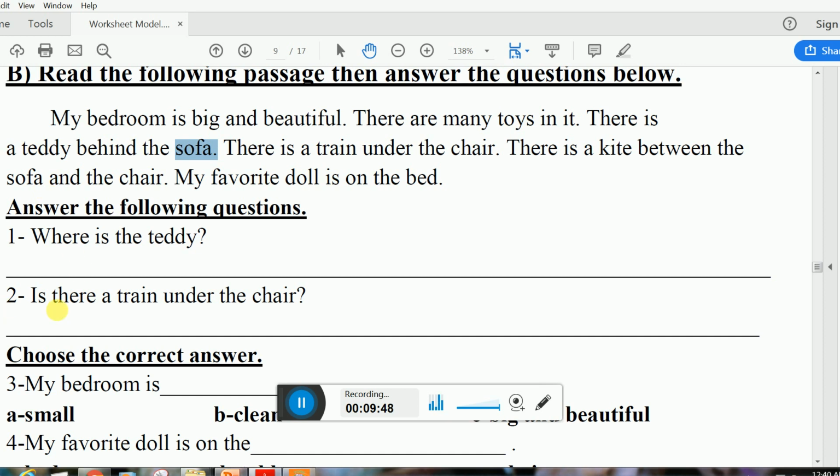Question number two. Is there a train under the chair? I can say yes, there is.